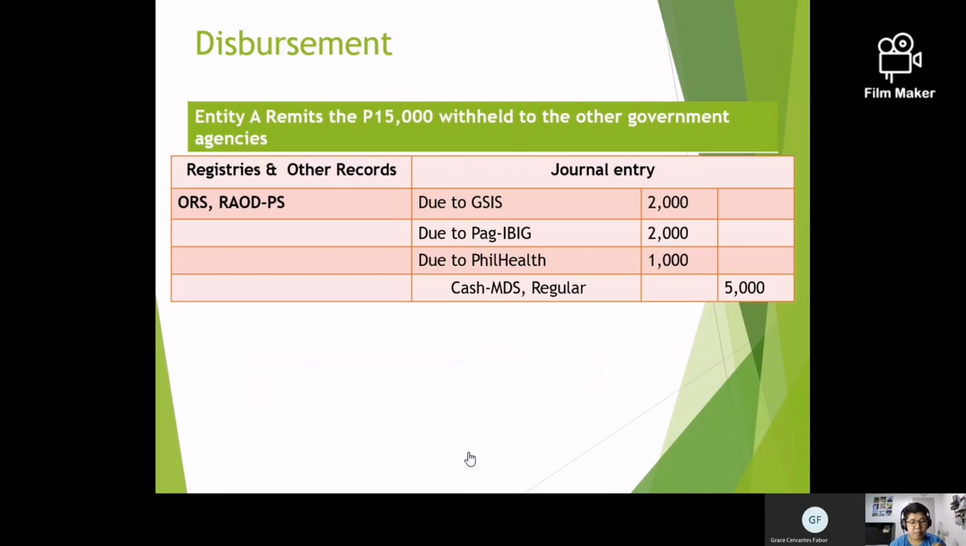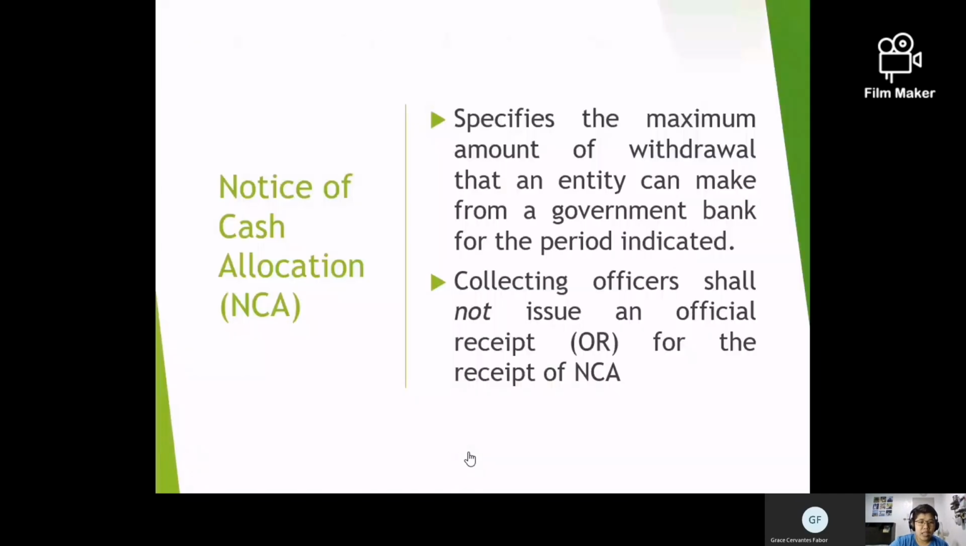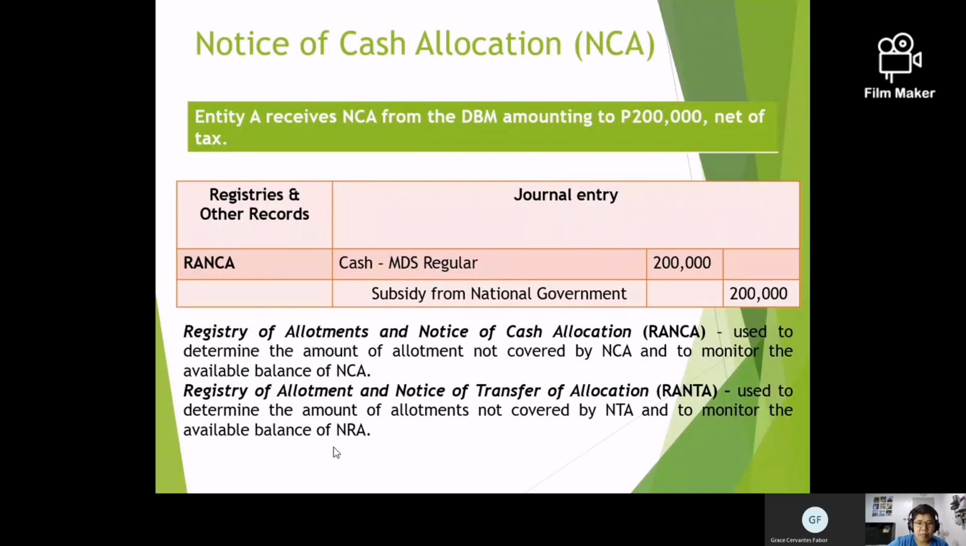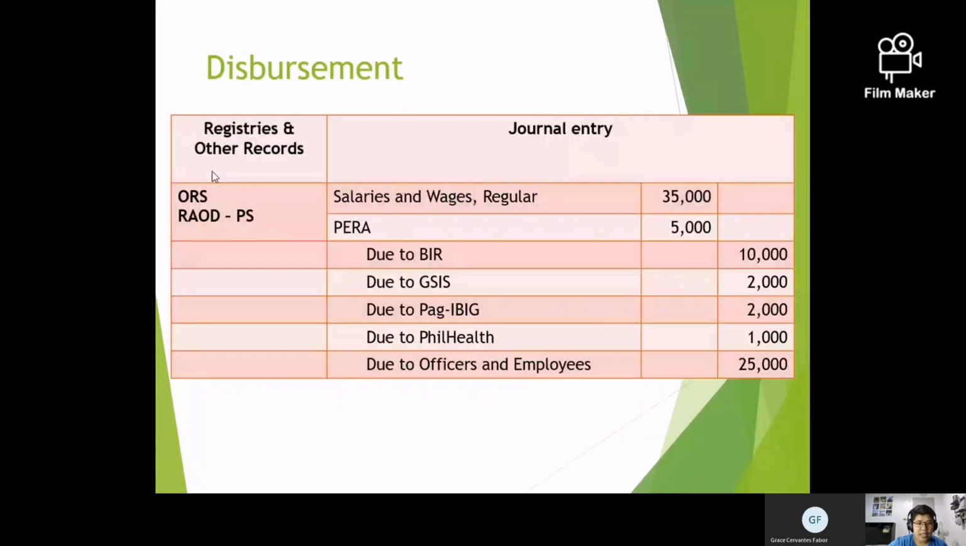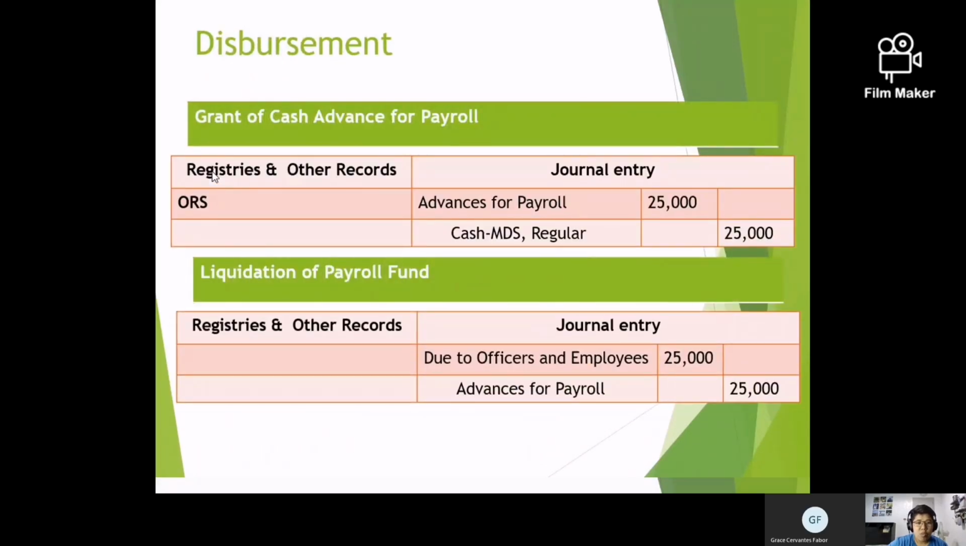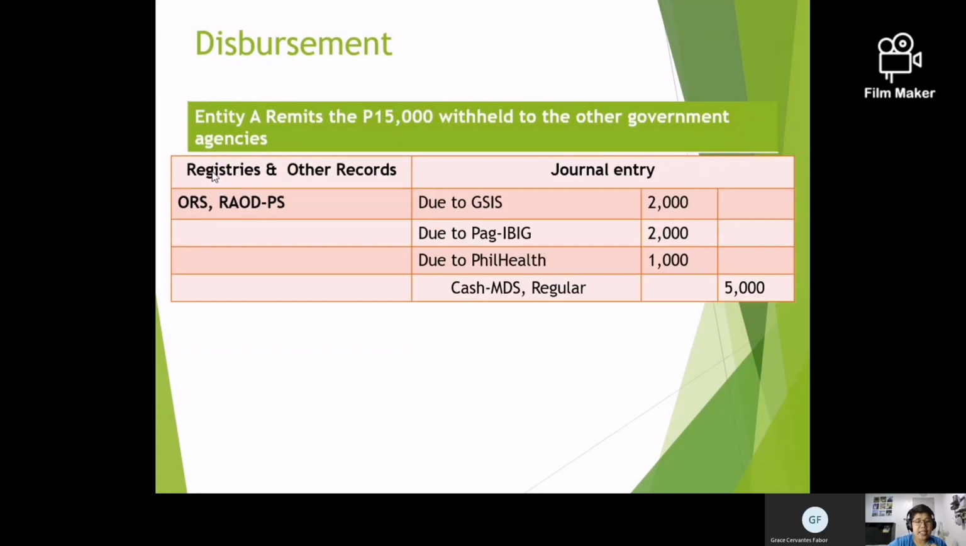And also, remember na yung NCA na na-receive mo is net of tax. Since net of tax yan, wala kang perang pangbayad sa tax. So, ma'am, paano makiklear yung pangalan ng government agency sa BIR? Winitheld na po namin yan sa sweldo ng empleyado. Ano ang gagamitin ni government agency pambayad ng tax?